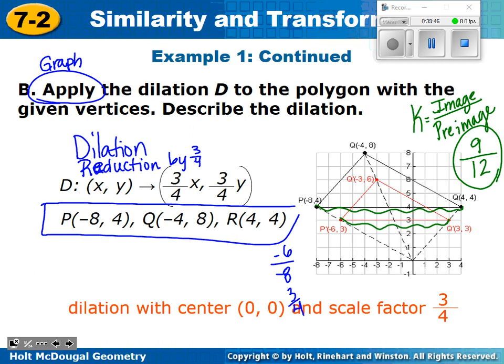When you're graphing, yes, you would name all the image with primes; the pre-image should not. Yes. Other questions?